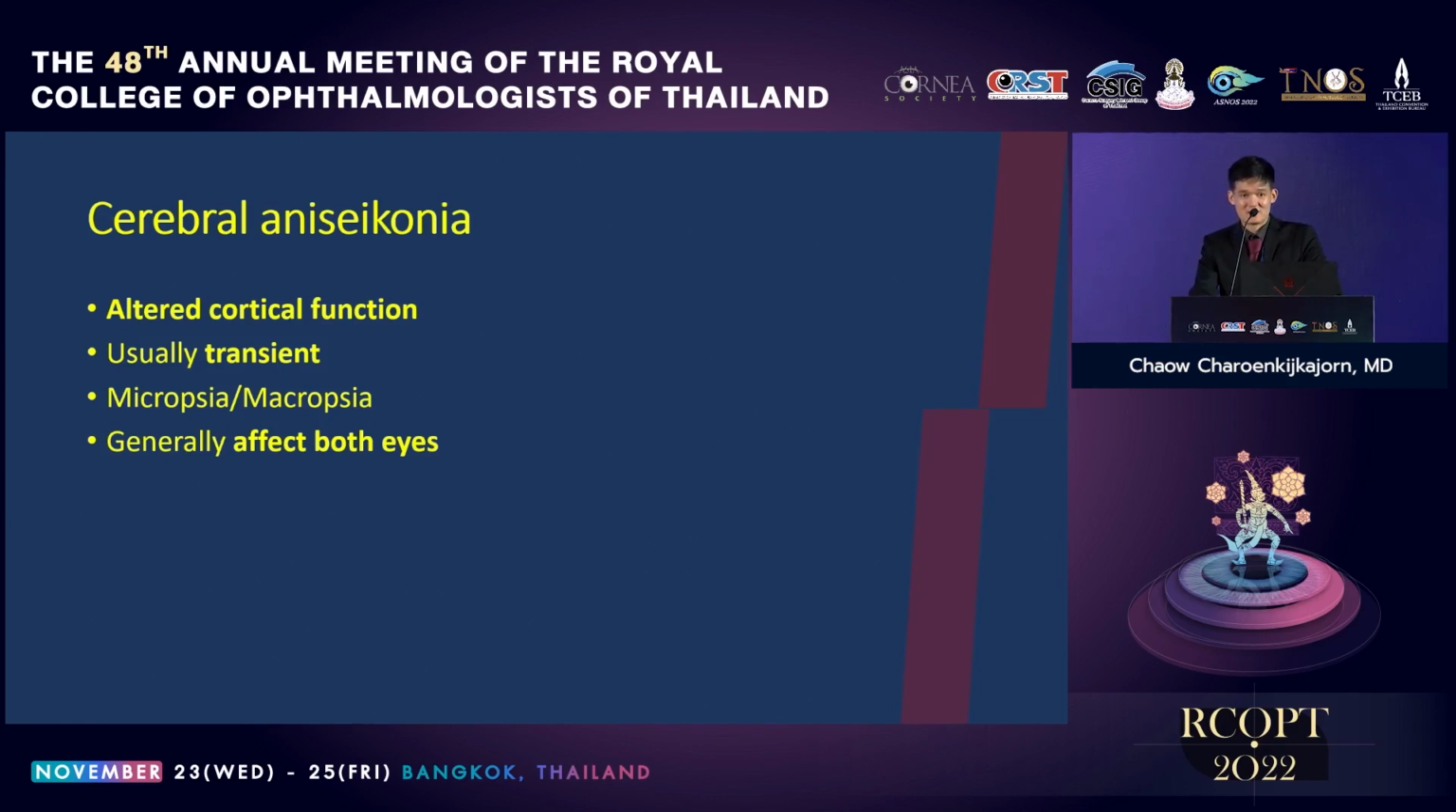the symptom is transient. It comes and goes. It's not going to stay there with you all the time, unlike the optical system problem or the retina, that is just going to stick with you all the time. And usually the patients describe it as seeing like the whole world is getting smaller or the whole world is getting bigger. It's not like the difference between both eyes. You know, it's like a bilateral micropsia or macropsia, something like that. So it generally affects both eyes and is transient.